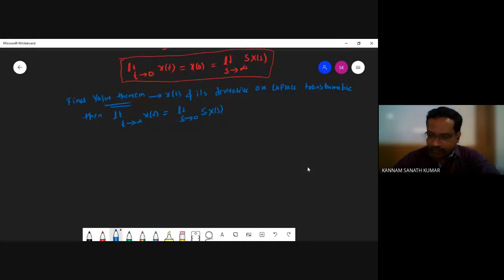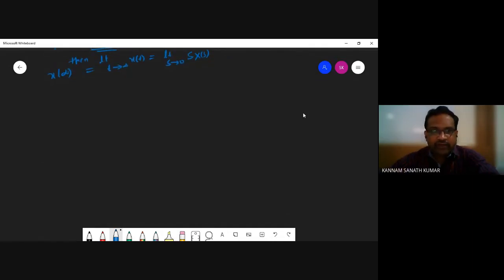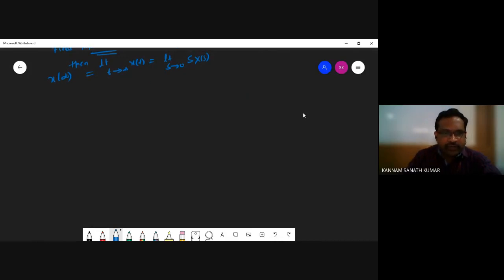So that means the final value of a signal, x(infinity), equals the limit as t tends to infinity of x(t), which is equal to the limit as s tends to 0 of s X(s). You need to prove this one. When you prove this, as you know, the Laplace transform of dx(t)/dt equals s X(s) minus x(0).